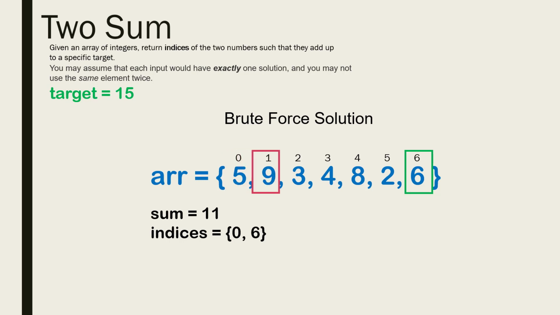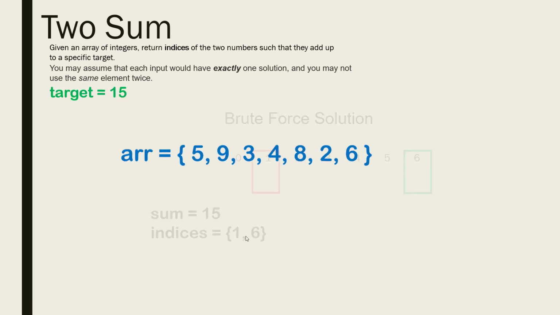Okay, now we have 9, and then we'll start again right after the slow cursor. So 9 and 3 has the sum of 12. 9 and 4 is 13. 9 and 8 is 17. 9 and 2 is 11. And then finally we reach 9 and 6, which has 15. Now that we have that value, we can actually return the indices 1 and 6 already.